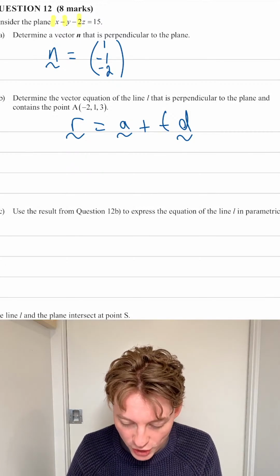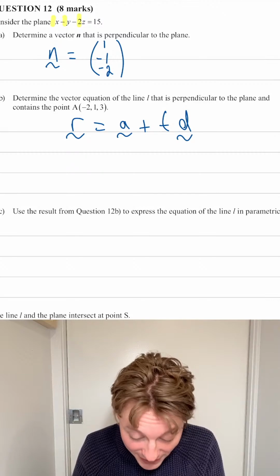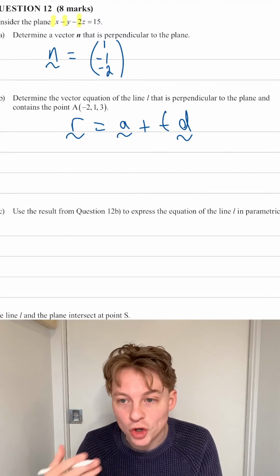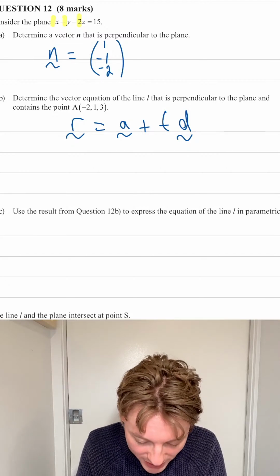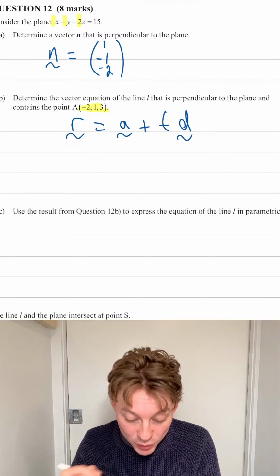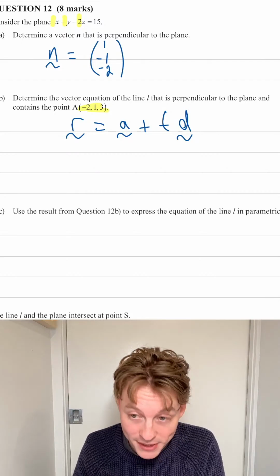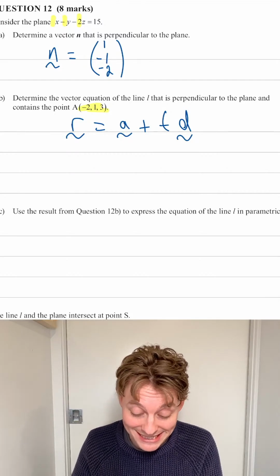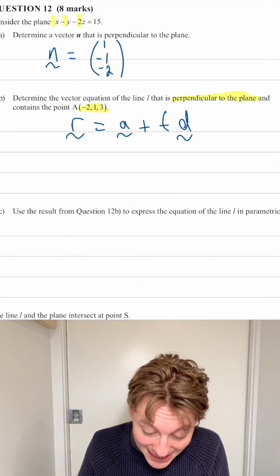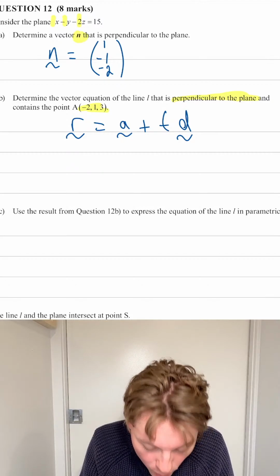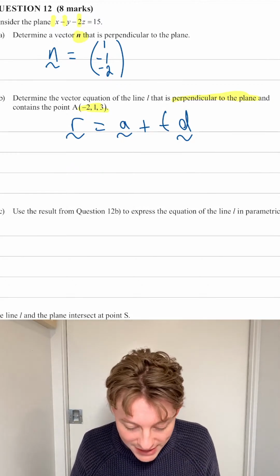Okay, good. So, if I consider all that information, I know a is my y-intercept. That is a point on my line. My point is given in my question. My point is this point here. d is my direction. So we're trying to find the vector equation of a line, L, that is perpendicular to the plane. That means it has the same gradient, the same slope as my normal vector n from part a. So really, I've got all the information I need.